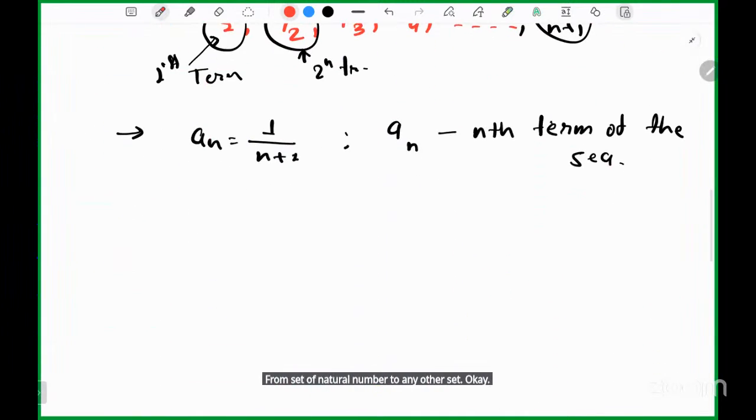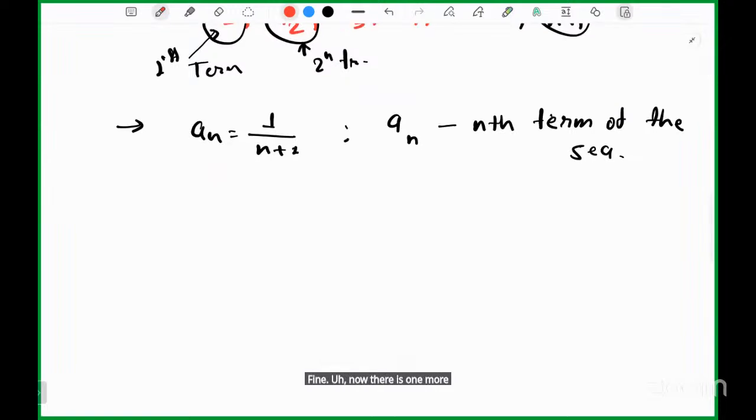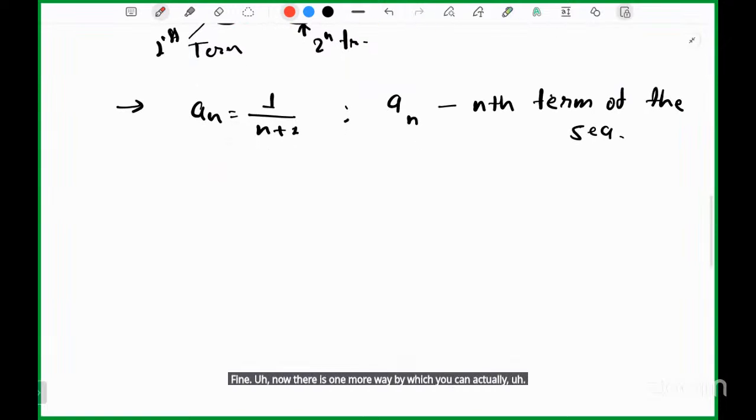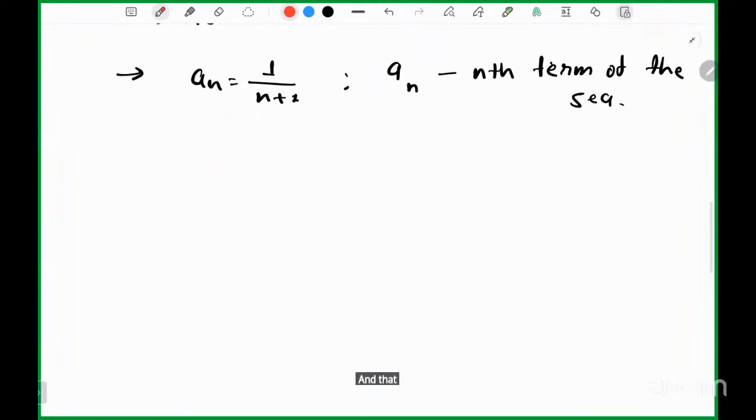Fine. Now there is one more way by which you can define sequences, and that way is known as the recursion relation.